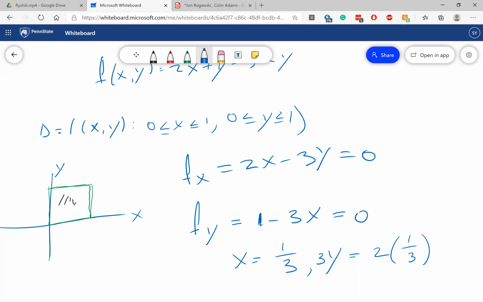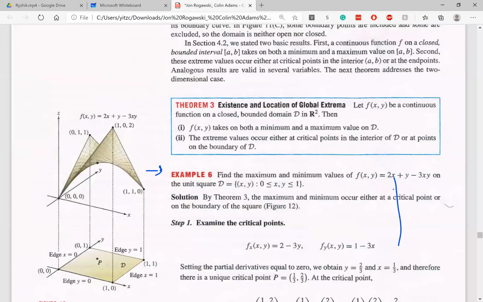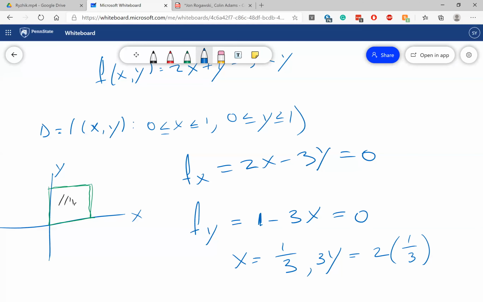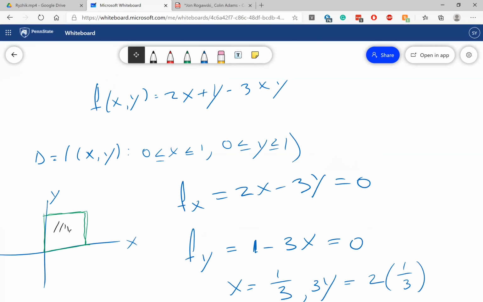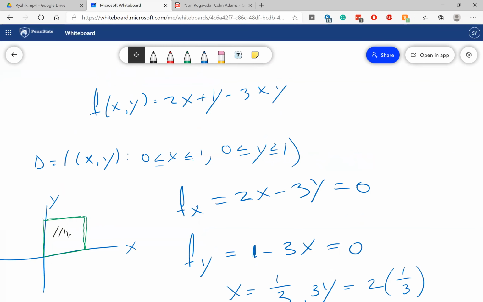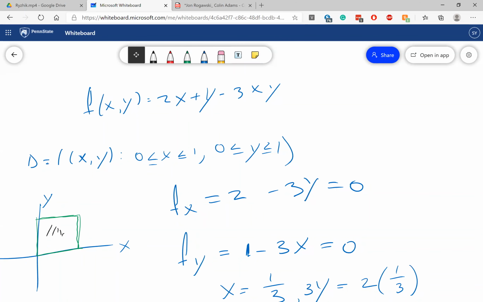I think I did not take this derivative correctly. Let's see. Partial of f with respect to x is going to be not 2x, 2. Perfect. Okay, so from here we get that y is equal to 2/3.